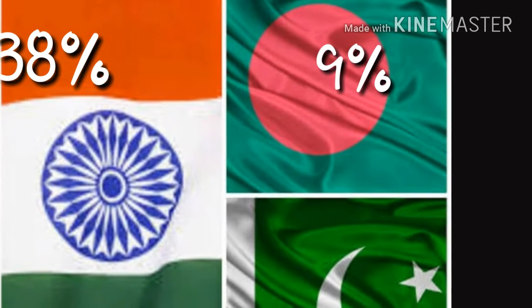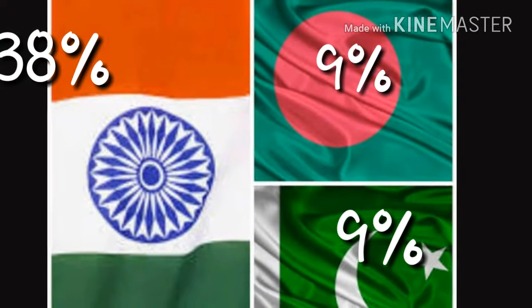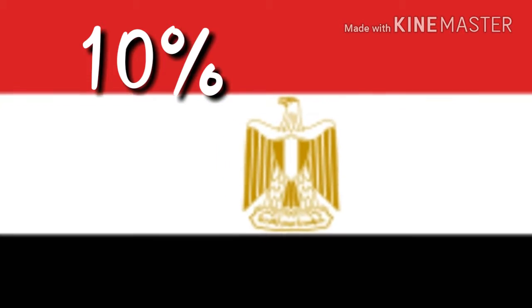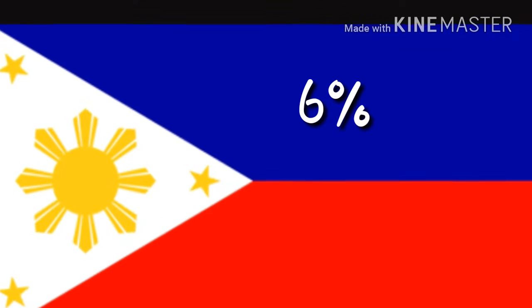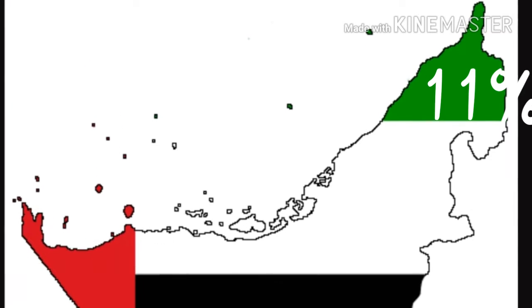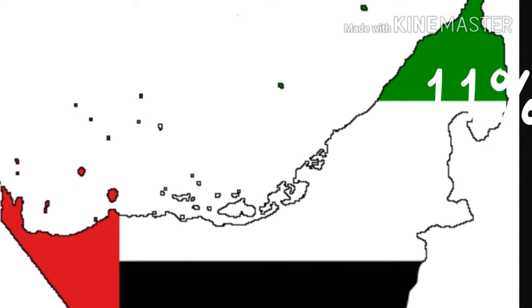Now we move on to the ethnic groups in UAE. 38% Indian, 9% Bangladeshi and Pakistani, 10% Iraqi and 6% Filipinos, 11% locals. The reason for this is the number of job opportunities in UAE. Foreigners in fact come searching for it from all over the world, especially South Asia.